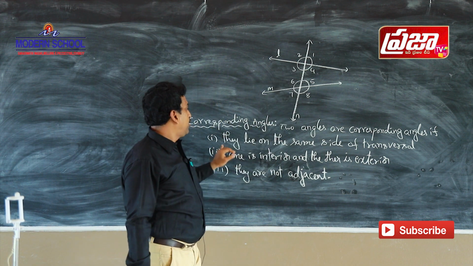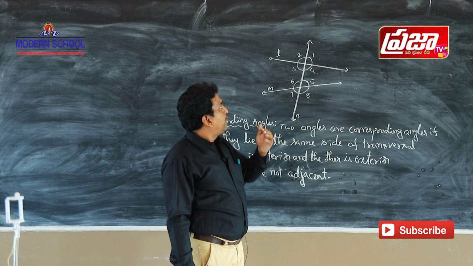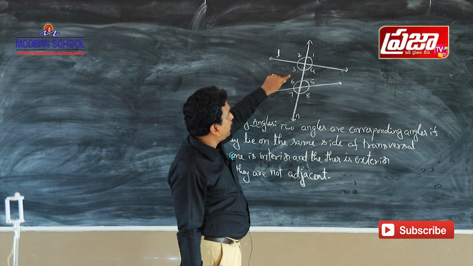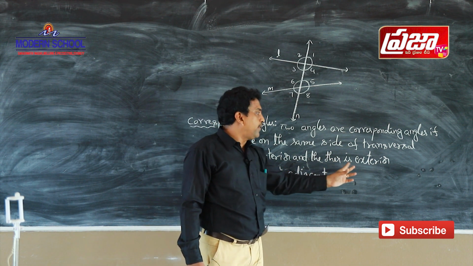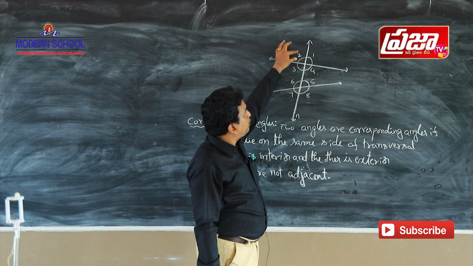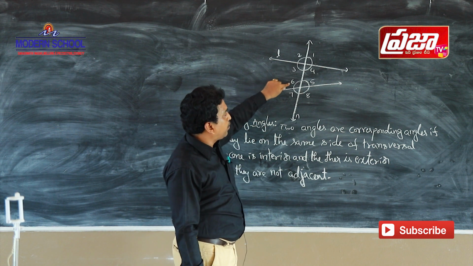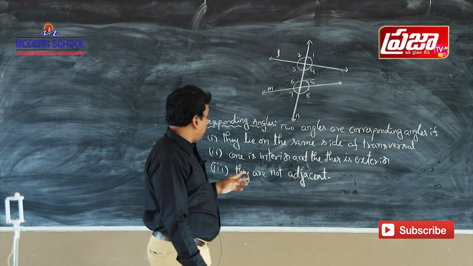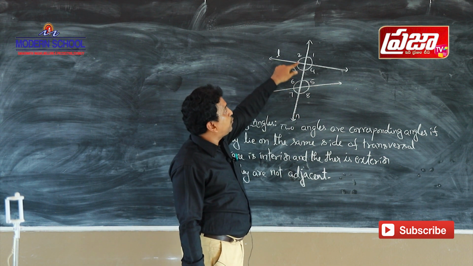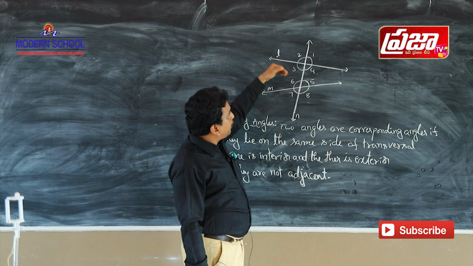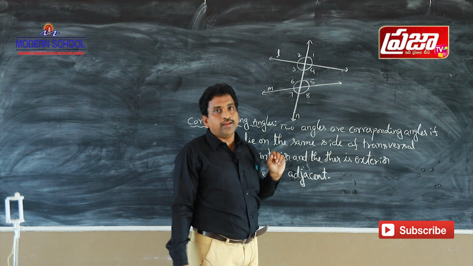The first point, they lie on the same side of transversal. What are the angles which lie where angle 2 lies? Angle 3, angle 6, angle 7. Second point, one is interior and the other is exterior. Since 2 is exterior, the other angle should be interior, either 3 or 6. 7 is eliminated. Third point, they are not adjacent. Angle 3 is adjacent to angle 2. That's why the other interior angle is 6. So angle 2 and angle 6 are the two corresponding angles.